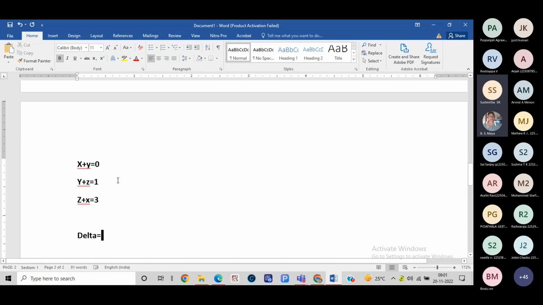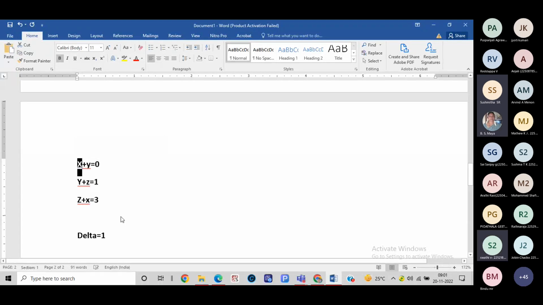See, there are three unknown values, x, y, z, in these three equations. If it is three equations with three unknown values, you should write a 3 cross 3 determinant. So how to write? We have the x component.